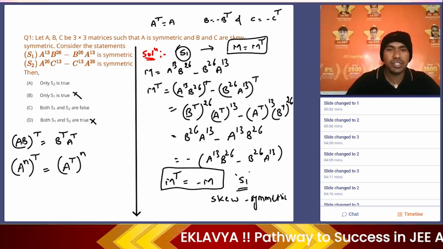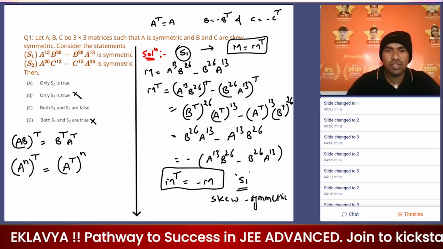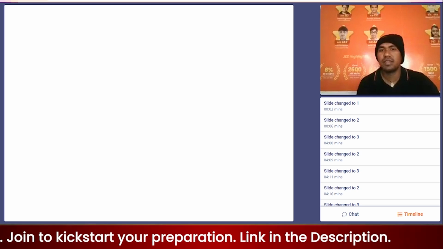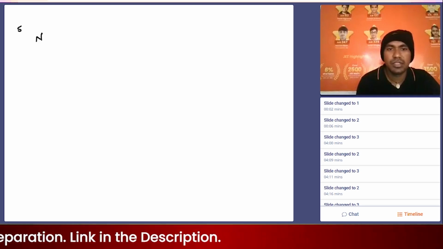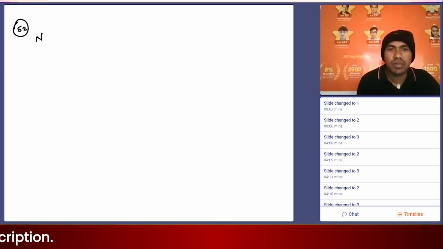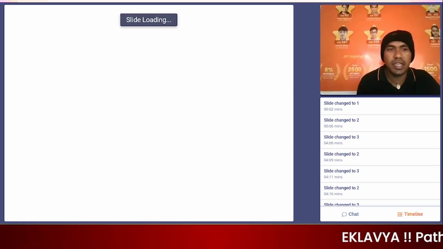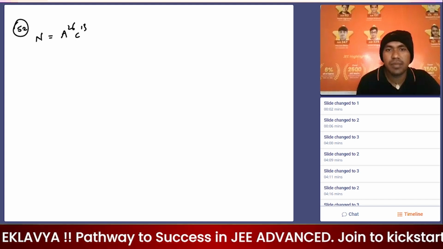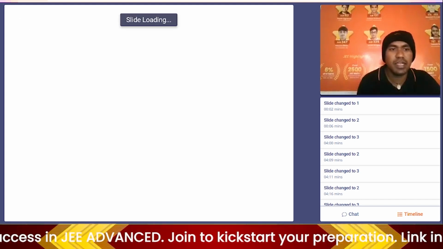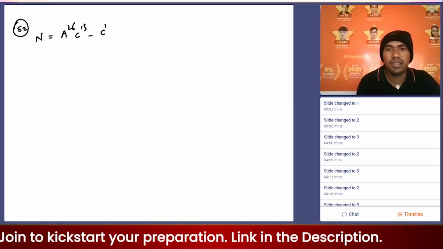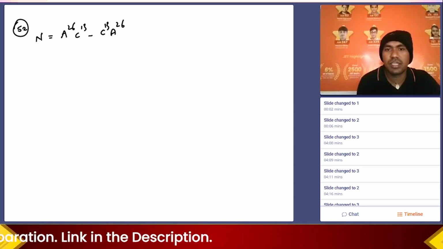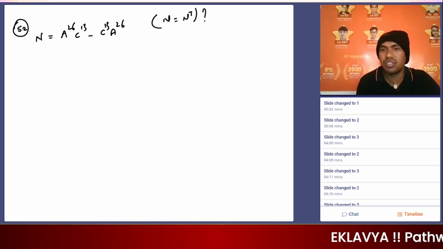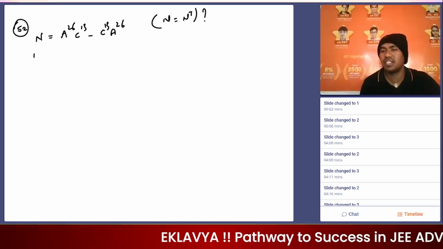If I take S2, what is S2 here? S2 is A^26 C^13 minus C^13 A^26. I am taking that as some matrix N. N is equal to A^26 C^13 minus C^13 A^26. They mention it is symmetric again. That means they have given N is equal to N transpose. We need to verify whether it is possible or not.